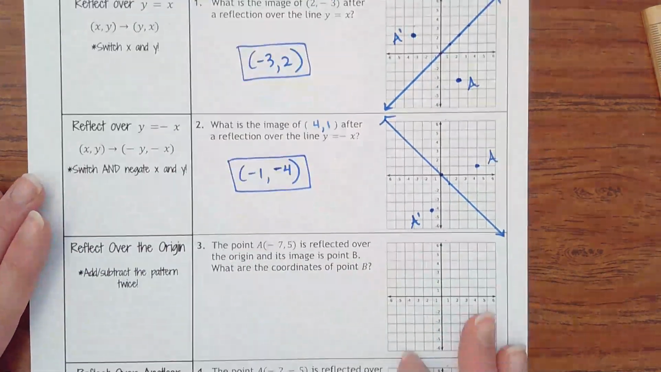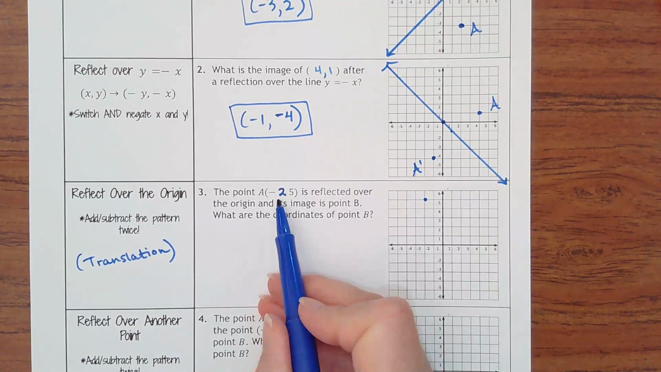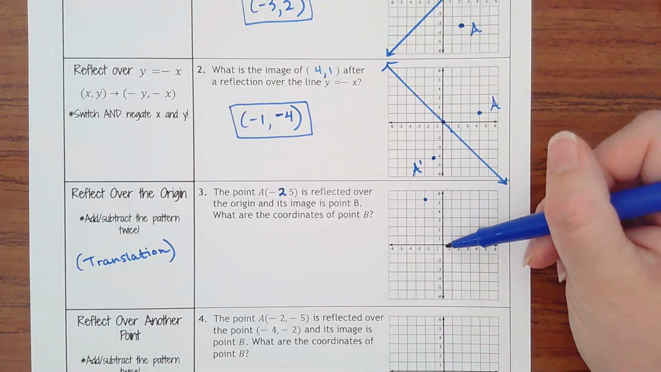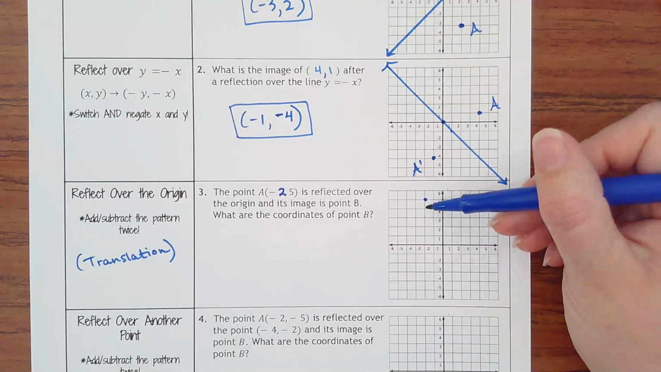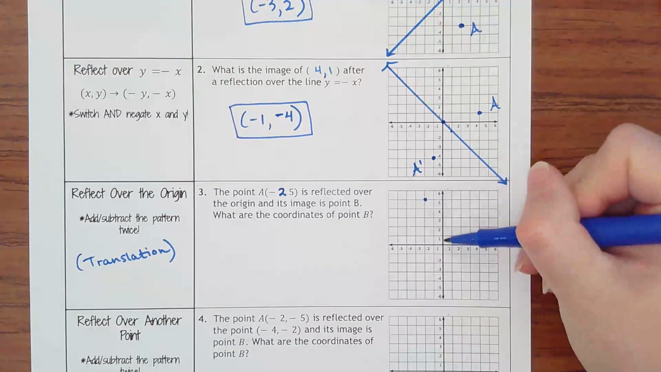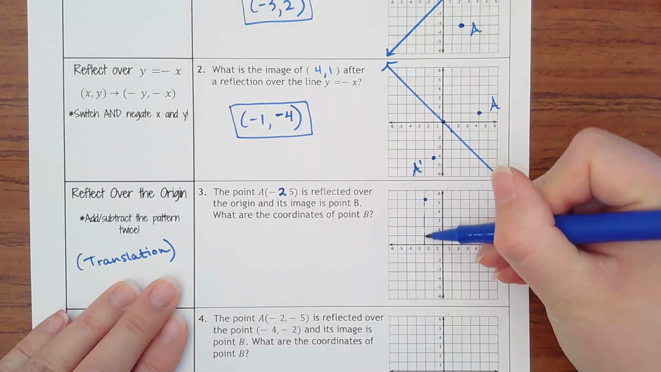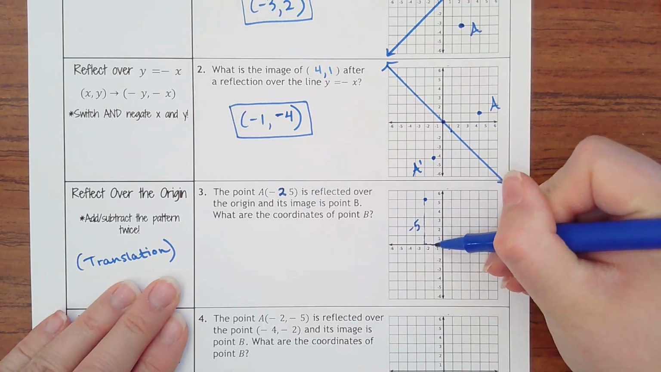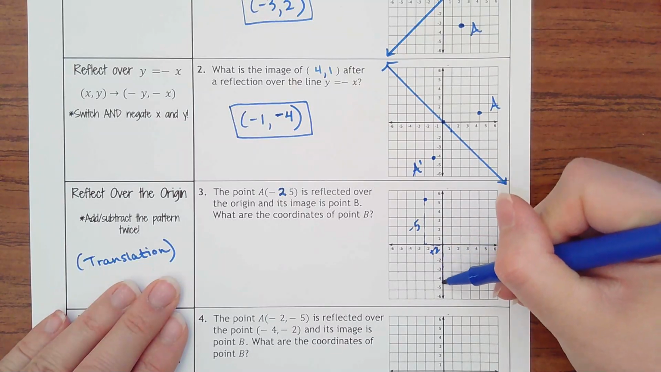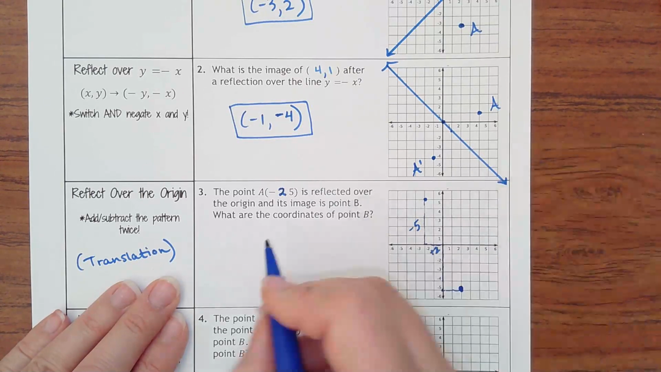Okay, next one. Let's change the point into -2, 5 so it fits. So I'm going to plot that here. Reflecting over the origin, think of the origin here, it's got to reflect or be equidistant from it. So what I want you to think about is how do I get this point to the origin using a translation? I would go down 5 and then right 2. Do that pattern again, go down 5, right 2 would put me here at 2, -5.